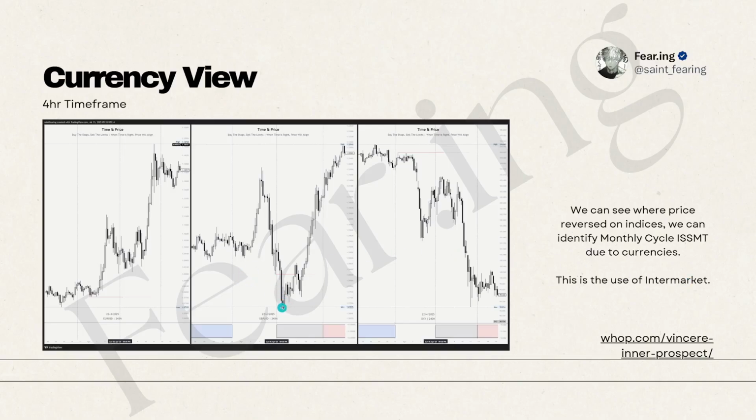However, let's look at currencies really quick and look at the exact same date, April 6th, so the opening of April 7th, market open. Anyways, on currencies, what do we see? Well, we can see very clearly that there is in fact regular monthly cycle intermarket sequential SMT. Euro fails to run out the previous cycle low. DXY fails to run out the previous monthly cycle high. When you look at the pound, it runs out the previous monthly cycle low.